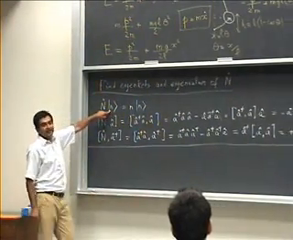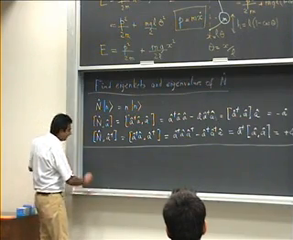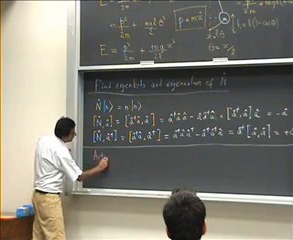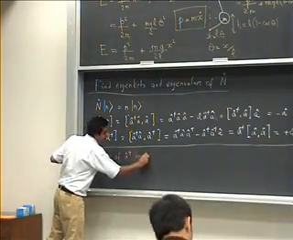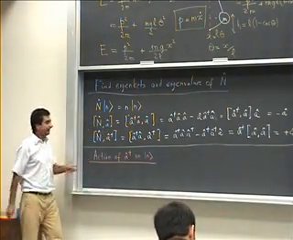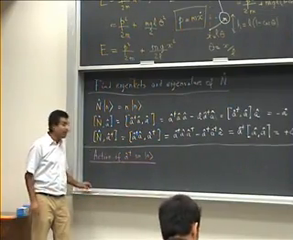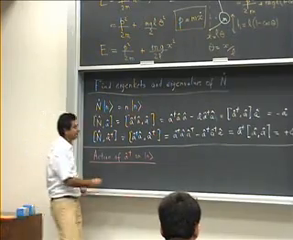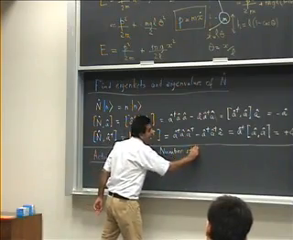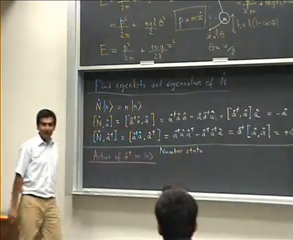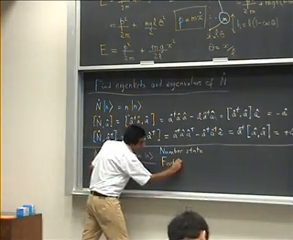Now, if this is the eigenstate of the number operator, let's find out what is the action of the raising operator, a dagger, on the number state. Now, this state, which is an eigenstate of the number operator, is also called a number state, for reasons that will become apparent. It's also called a Fock state.